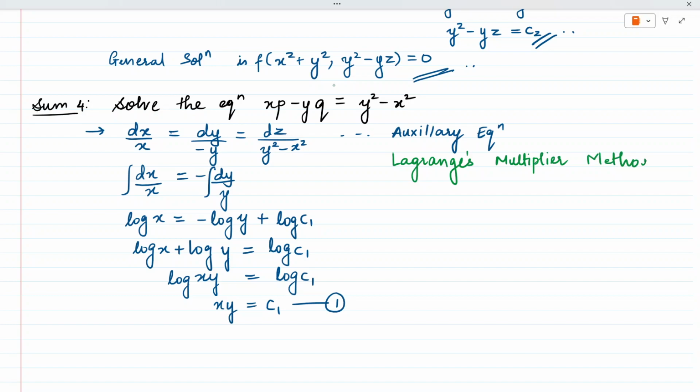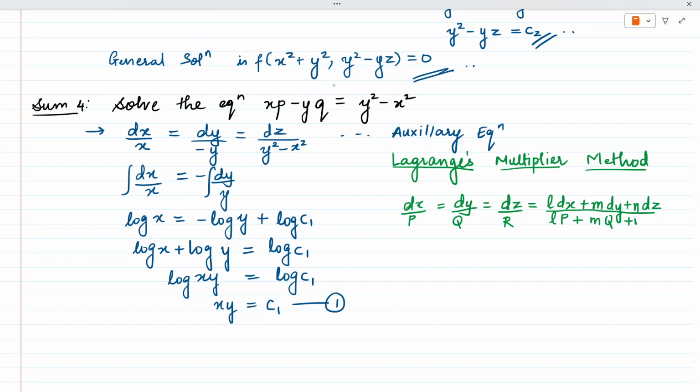Understand the method carefully and things will be easy. Okay. Now what Lagrange's multiplier method does is, along with dx divided by P, dy divided by Q, and dz divided by R, we introduce some number or constant or function L times dx, another function M times dy, N times dz divided by L times P, M times Q, and N times R.